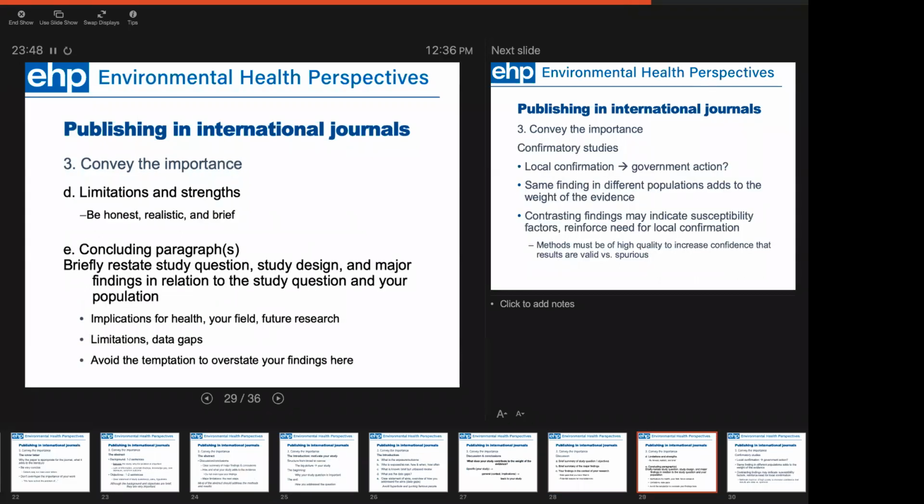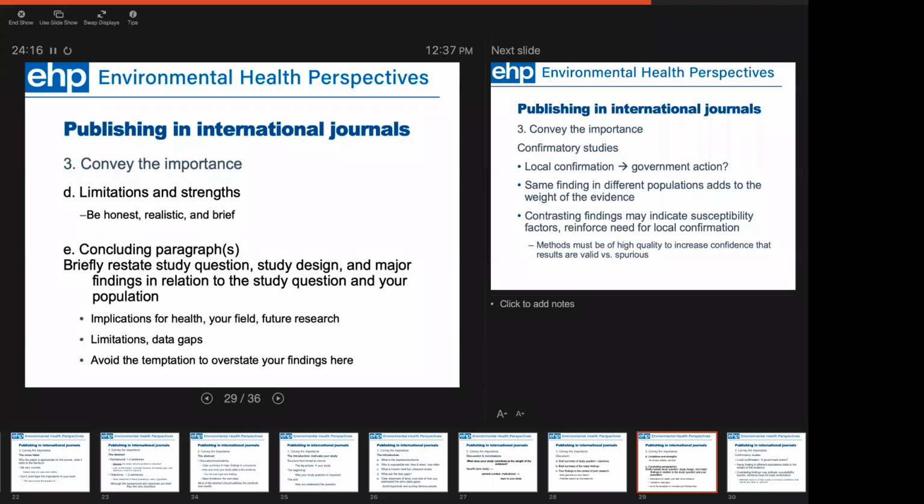But the concluding paragraph, again, is really important because you're again saying what you contributed to the weight of the evidence. And in all cases, I'm telling you how important it is to convey the importance of your study, but you need to do that in a way that's honest and realistic and clear. It doesn't work if you try to make it seem more important than it really is.